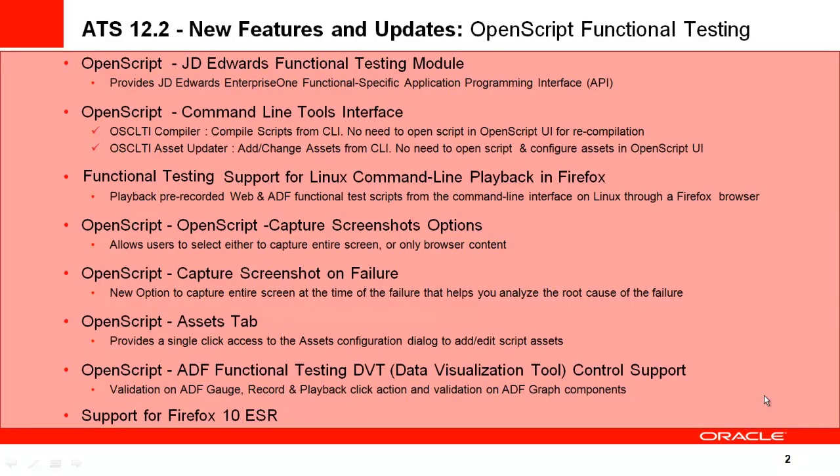This slide shows a list of the new features we have for OpenScript for functional testing in 12.2. OpenScript 12.2 introduced JD Edwards Functional Testing Module, which is a new accelerator that provides application-specific API. It also provides a command line tools interface that allows you to bulk compile multiple scripts without opening the script in the OpenScript UI. And OpenScript 12.2 introduced support for playback of pre-recorded functional test scripts on Linux systems.